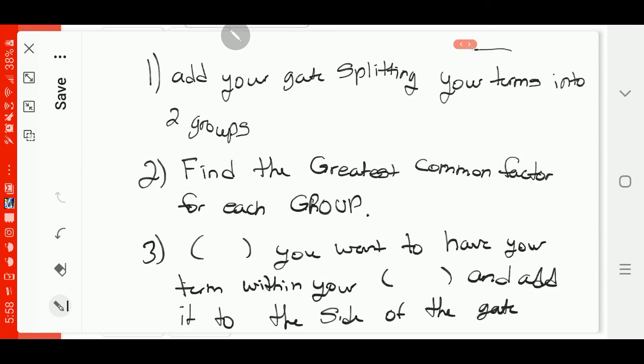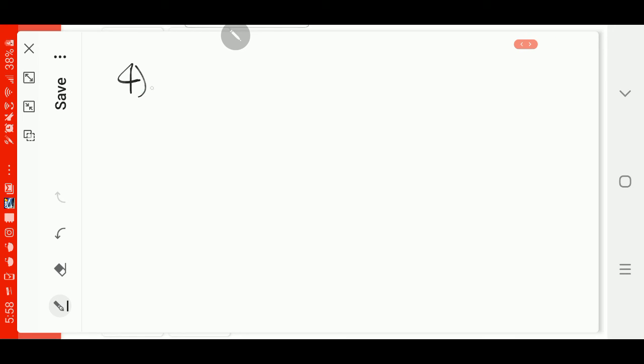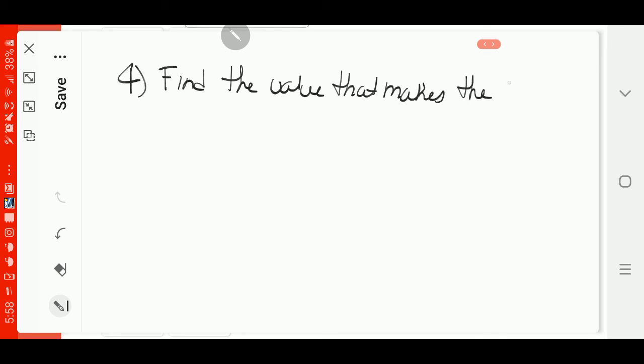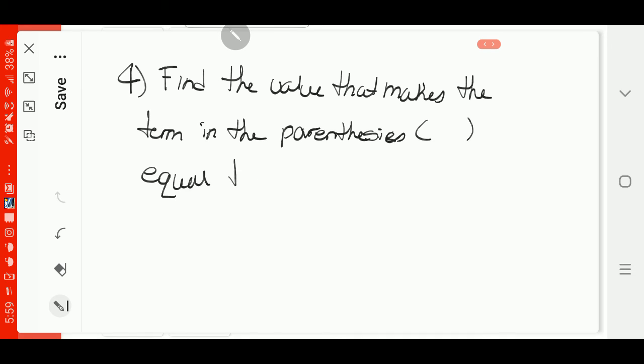And then, as our step 4, you find the value that makes the term in the parentheses equal to the original term on the right side of the gate. I know I spelled original wrong.